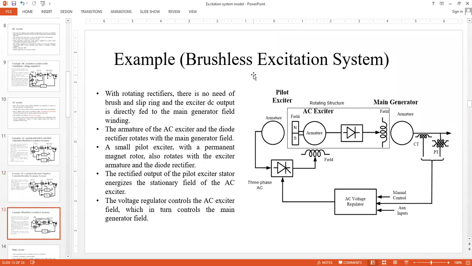The third type was the brushless type, where there were several rotating structures. The field of the pilot exciter was rotating, which was of permanent magnet type. Then we had the armature and the uncontrolled rectifier part for the main generator field excitation, and this was the main field. Because this is rotating, you don't have the provision to access the DC voltage information. You can only access the AC terminal voltage, which is available at the terminal of the main generator, and that is fed to the AC voltage regulator, which controls the field of the AC exciter. Okay, the field of the AC exciter is controlled.